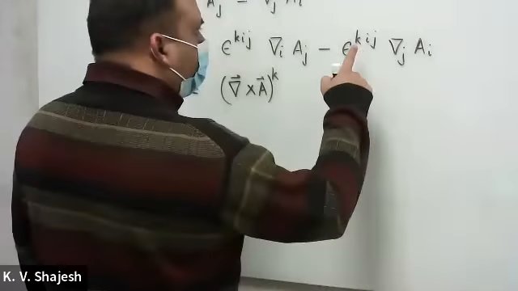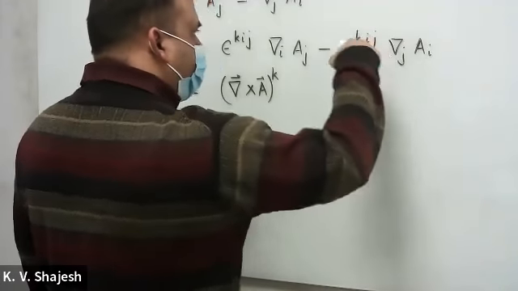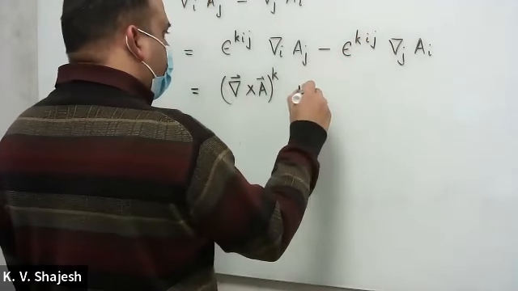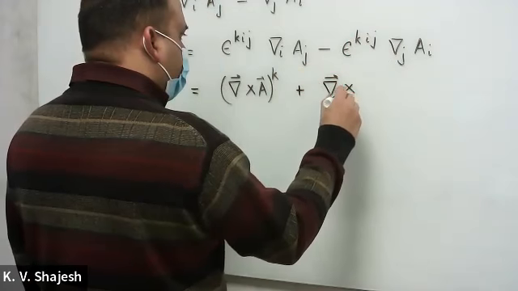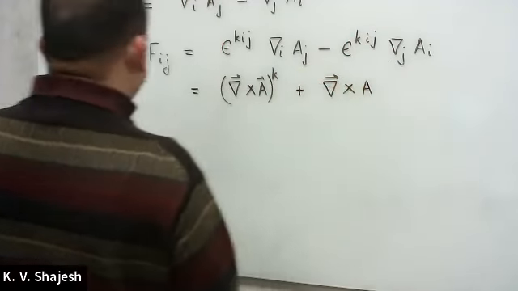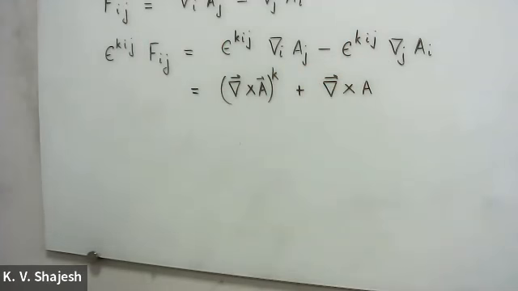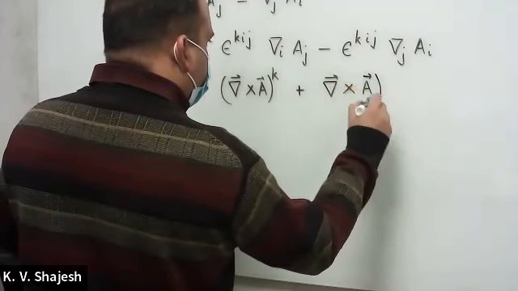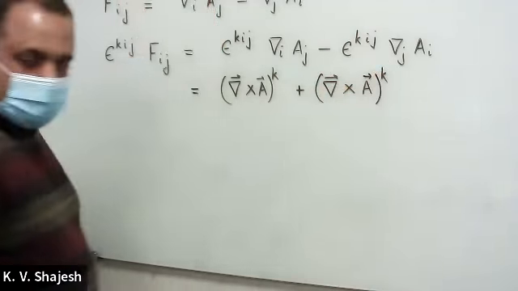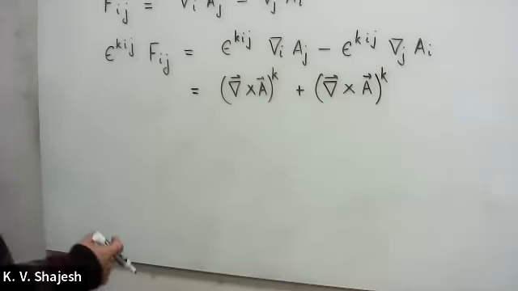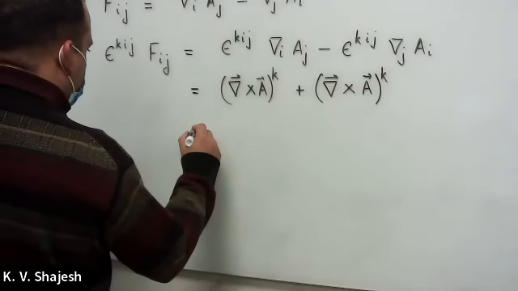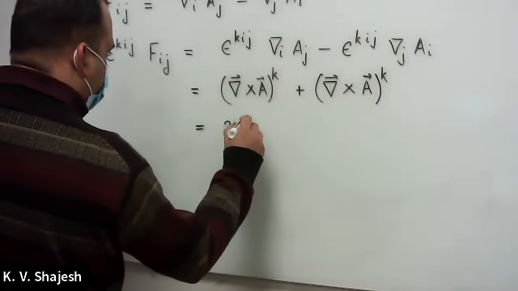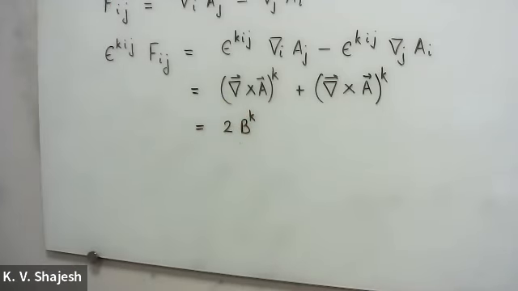And what about this? This I have to change now. I'd write j and i, right? I have to swap j and i. That will change the sign, so that makes it a plus. And again, a del cross A of k. That's the same. So that's two times the magnetic field, so it's 2 times magnetic field k.